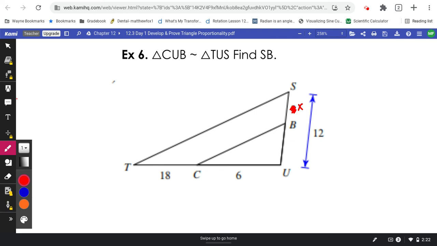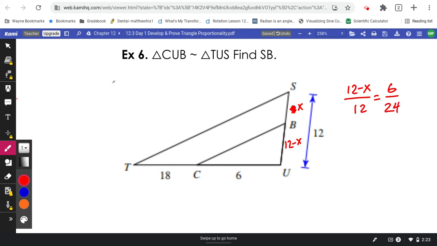But instead, right here in this BU gap, we can put 12 minus X because I know that top part's X. I know the whole thing's 12. 12 minus X will tell us what that is. Now from here, if I do 12 minus X over 12, I can then set that equal to 6 over what the whole side is on the bottom. 6 plus 18 is 24.